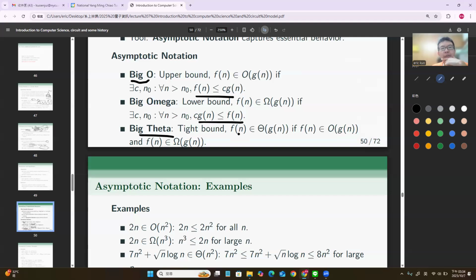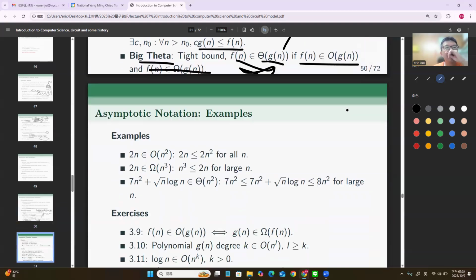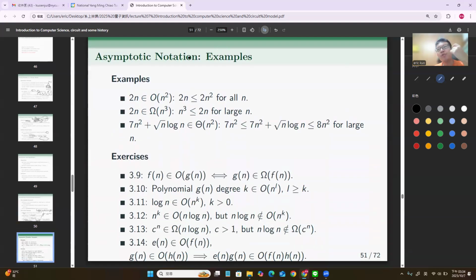And the big theta is basically saying that f belongs to theta of g(n), meaning it is simultaneously true that f belongs to big O and big omega. Or basically, you can say that f(n) is bounded below by some C1 g(n) and bounded above by some C2 g(n) for large enough n. This is just a simple exercise. I think this is familiar from computer science. If you haven't seen it, you can check it out online.